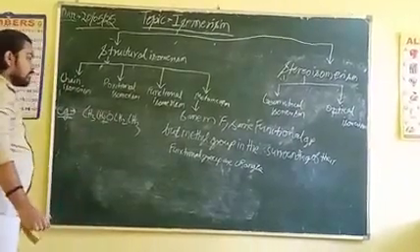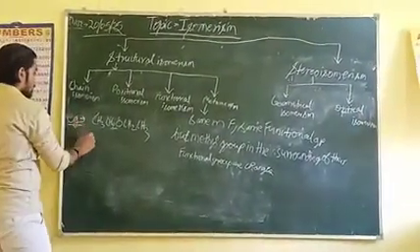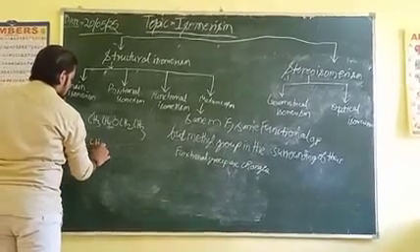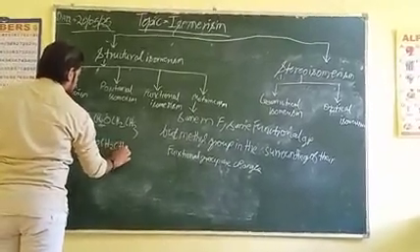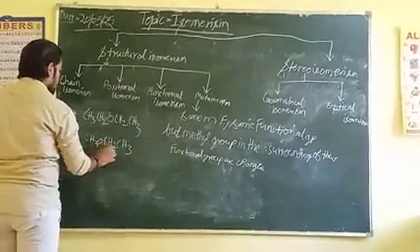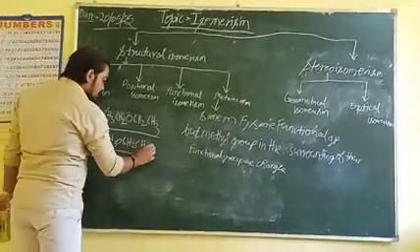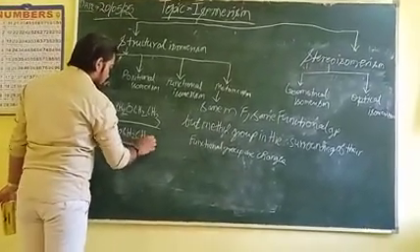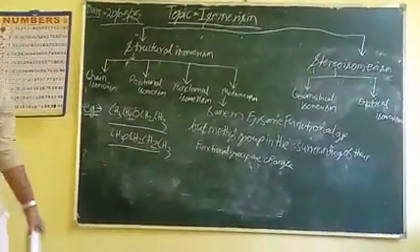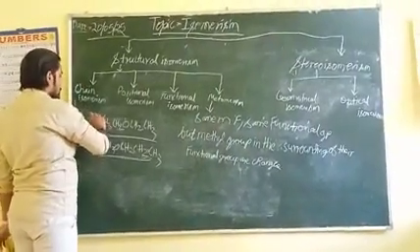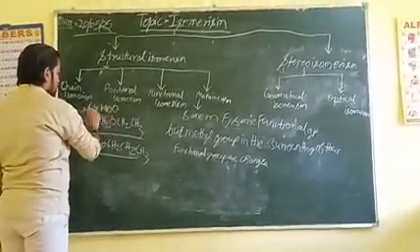Now we have to take another isomer. CH3 O CH2 CH2 CH2 CH3. This is also C4H10O. This is an example of C4H10O. Okay.